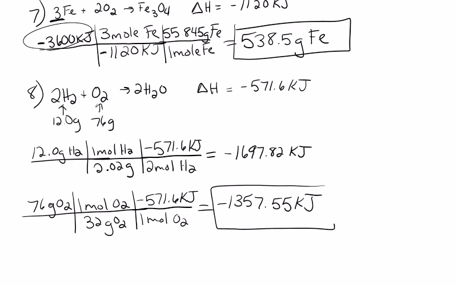All right, so how much energy can I produce? How much heat will be released? I can only release as much as my least amount will allow me. And so the most I can actually produce is the one that limits it. And that would be this one, okay, the negative 1,357.